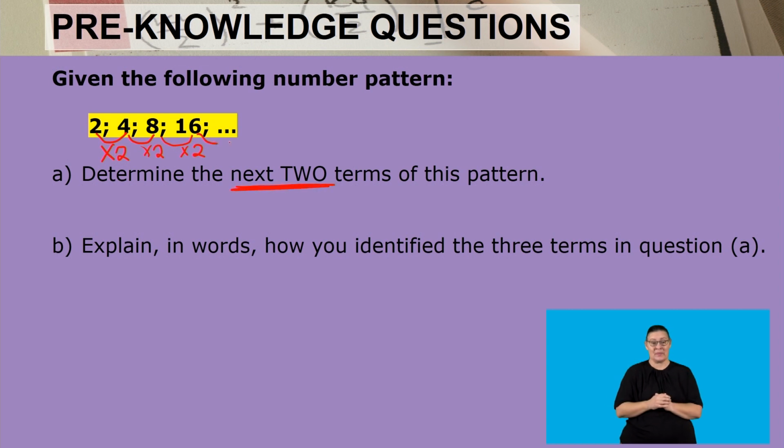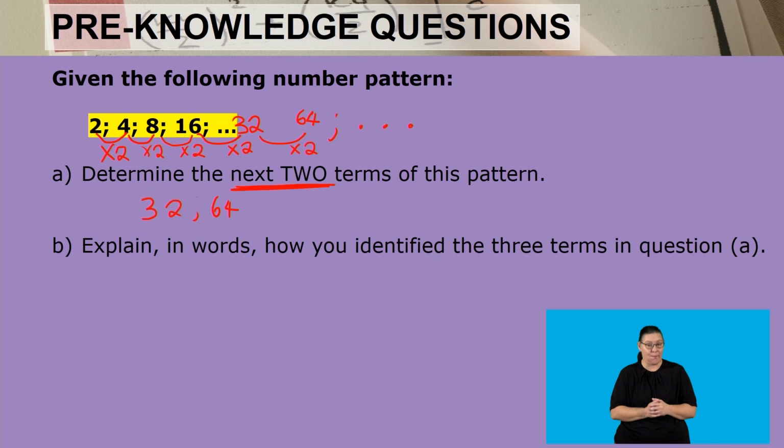So from 16, when we multiply by 2, that is going to give us a 32. And again, from 32, when we multiply by 2, we are going to be given a 64. So what are the next 2 terms? That is our 32 and our 64. Of course, this pattern can continue. Now, how do we explain this pattern, or how we identified the next 2 terms?